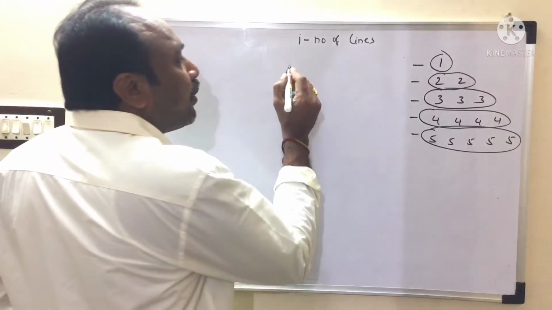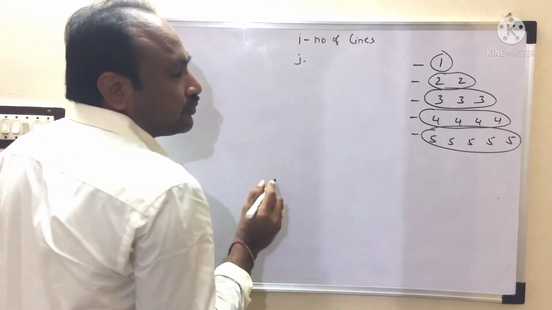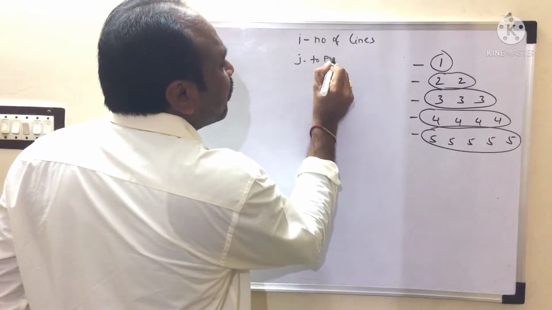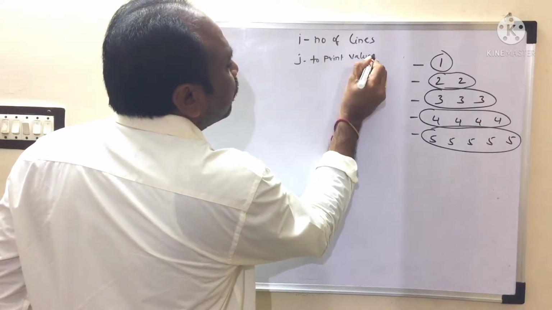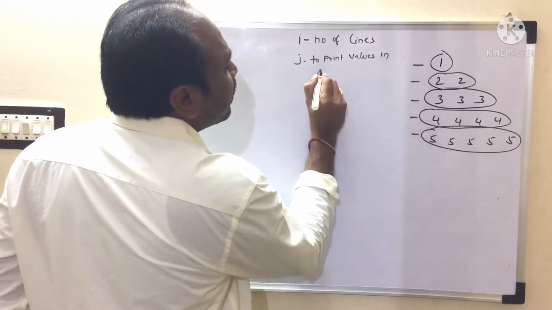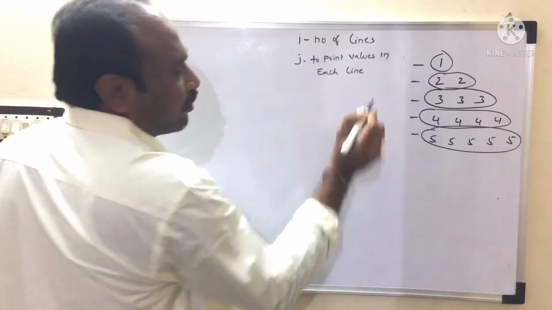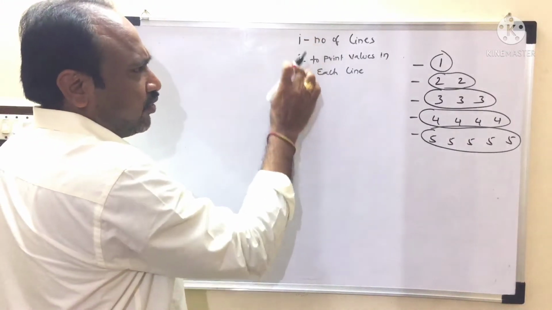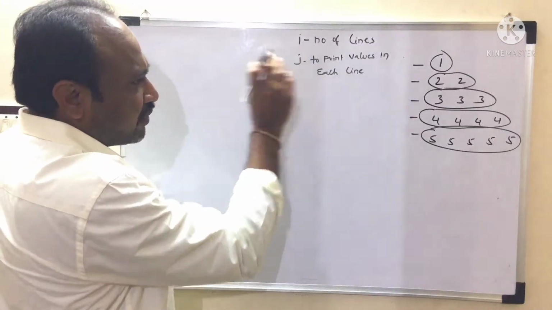In every line, how many values do I have to print? We will use J for that. J is used to print values in each line. To print values in each line, we are going to use J for. Okay, for understanding I am writing. No need of writing your program. For our purpose, for a better understanding, I am writing here.